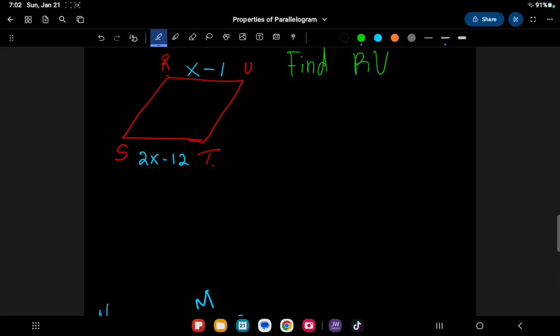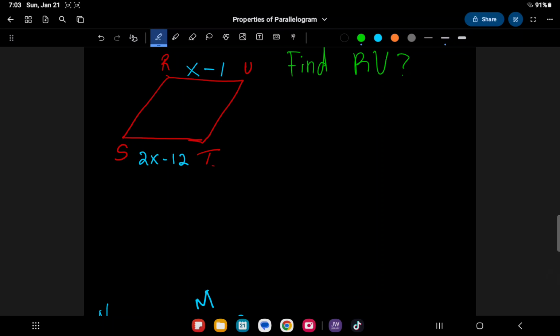This video is about the properties of parallelograms. I have a parallelogram here and I'm given two sides, RU, which is x minus 1, and ST, which is 2x minus 12. I need to find RU. The first thing I need to do is to solve for x.